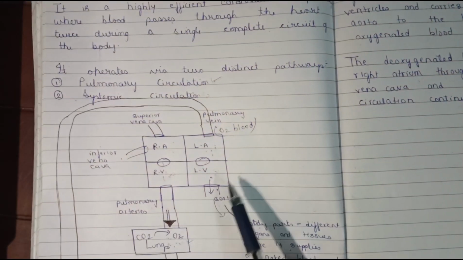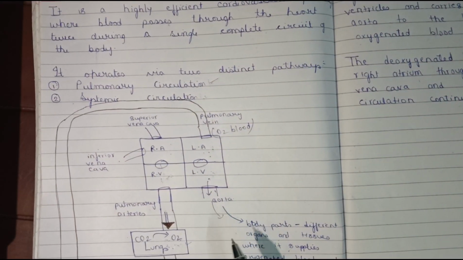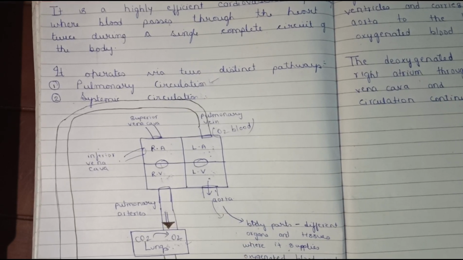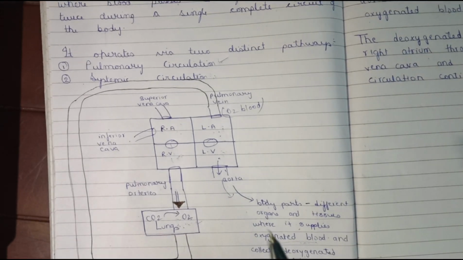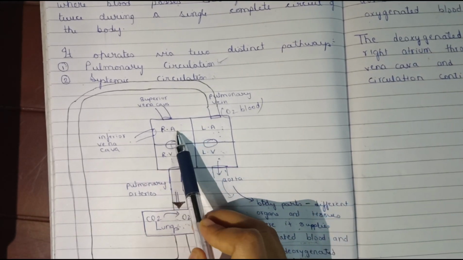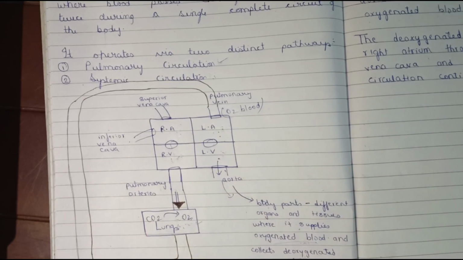We all know that the aorta has supplied oxygenated blood to different body tissues, where it supplied oxygenated blood and collected deoxygenated blood. Now this deoxygenated blood will again be collected by the superior and inferior vena cava into the right atrium, and that's how the cycle continues.